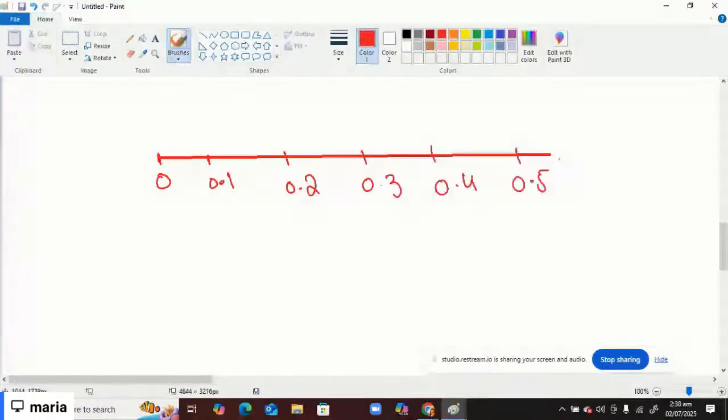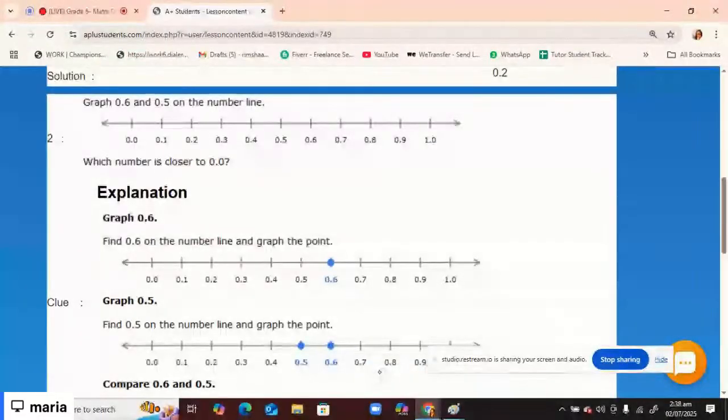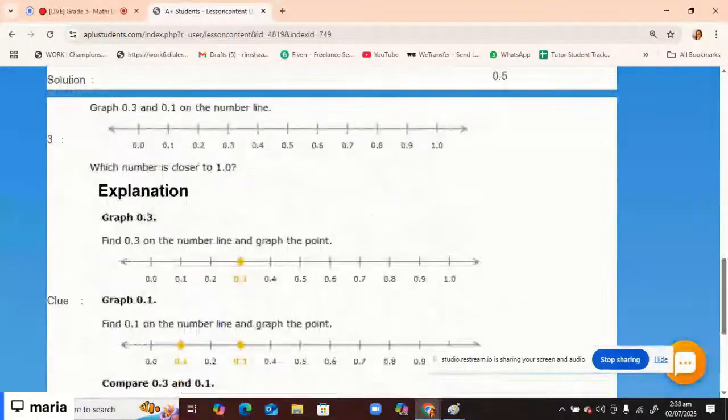Now tell me, where is the point of 0.3 on the number line? Here is the point of 0.3. Where is the point of 0.5? There is the point of 0.5. That's it. In this way we are going to draw the points. Okay, now let's do this one.